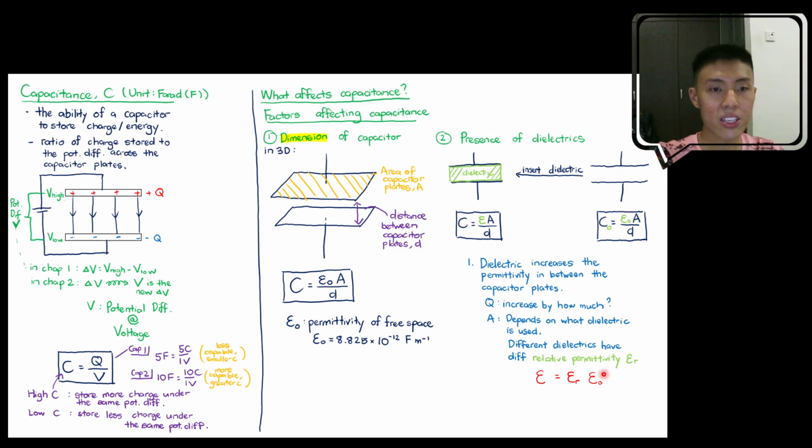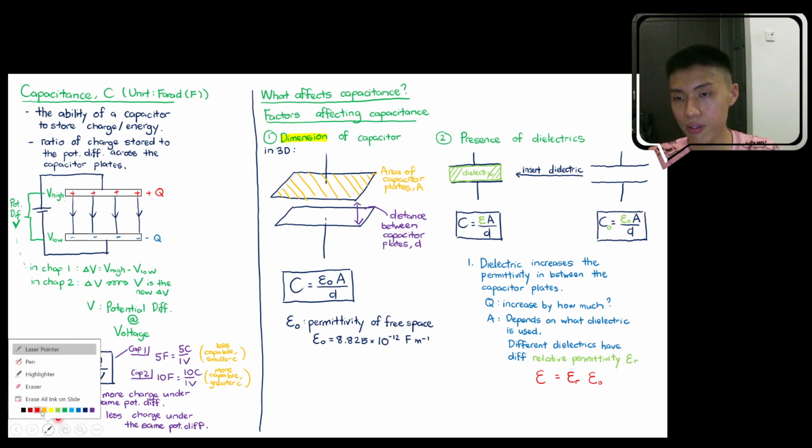Okay, if epsilon r is 3, then the new permittivity after you insert dielectric is 3 times the free space permittivity. If your relative permittivity is 2.5, then the new permittivity after you insert dielectric is 2.5 times the original permittivity when there's no dielectric in between. So this equation tells you how much your permittivity has been increased, and it depends on the dielectric material you put in, which has different values of permittivity. That's the idea that I want to tell you right now.